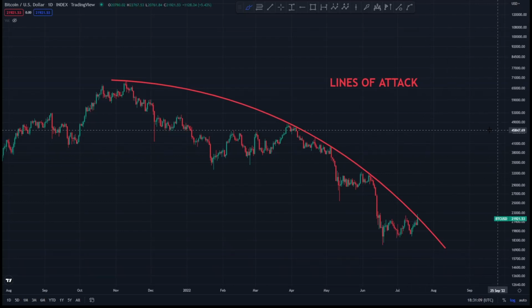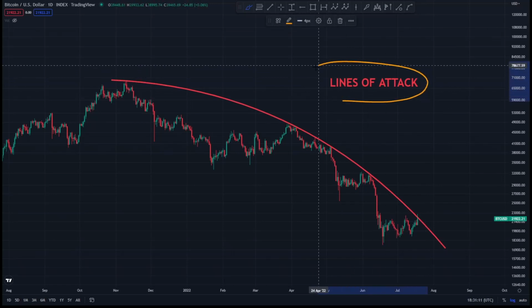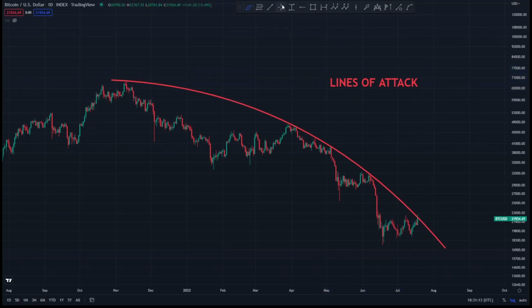So in this episode we're going to be talking about Bitcoin lines of attack. Within this episode we're going to be talking about the most prominent lines of attack, mainly being the ones that we've been stuck under since Bitcoin's previous all-time high. Also another line of attack that's been in play for about 110 days.